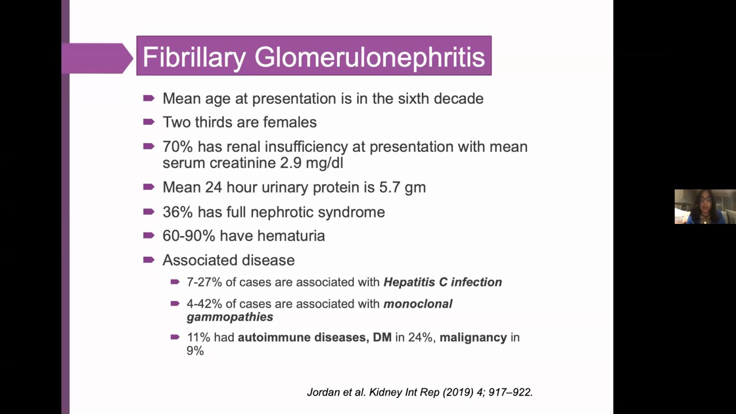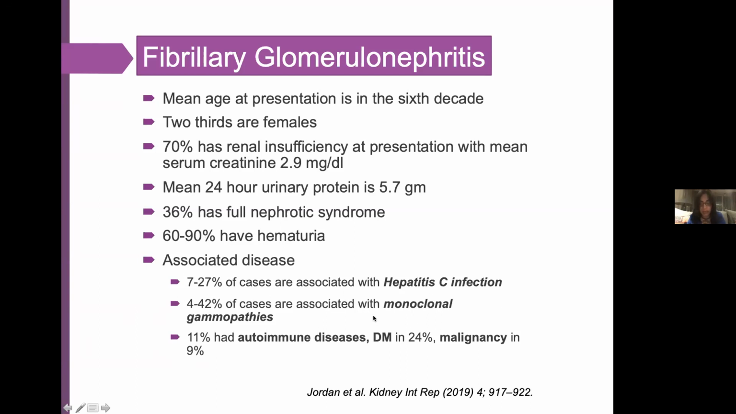Fibrillary GN can be associated with systemic diseases. Reports vary from 7 to 27% of cases associated with Hep C, and 4 to 42% of cases associated with monoclonal gammopathies. And this 42%, I'll show you where it comes from because this is a very high incidence.